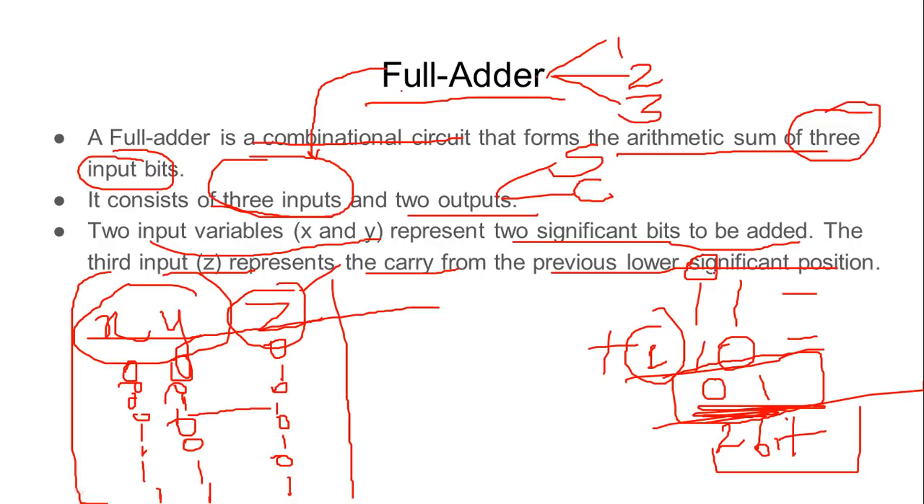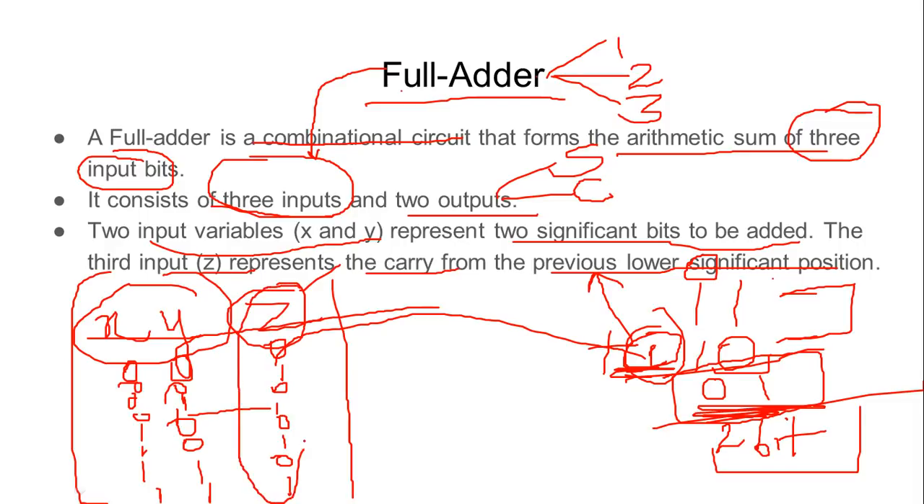The rule of digital electronics says that registers of the same size can be added or subtracted. So where will this carry go? If you read the last line again, the third input Z represents the carry from the previous lower significant bit. This is the least significant bit, and this is the MSB, the most significant bit. So this carry can become part of the next input values, and this is how it is used in the Z part.